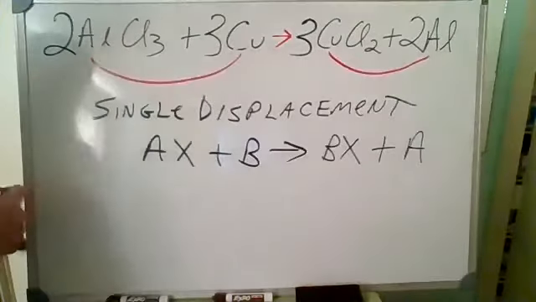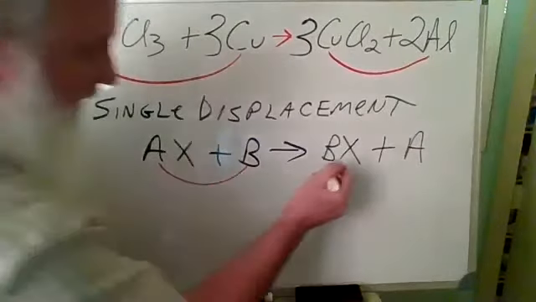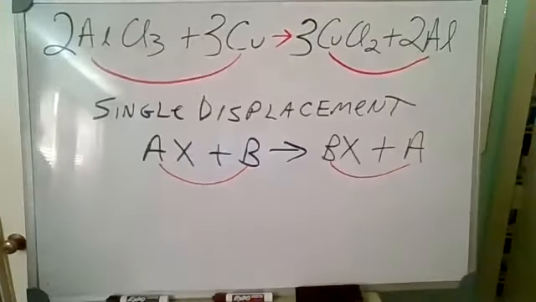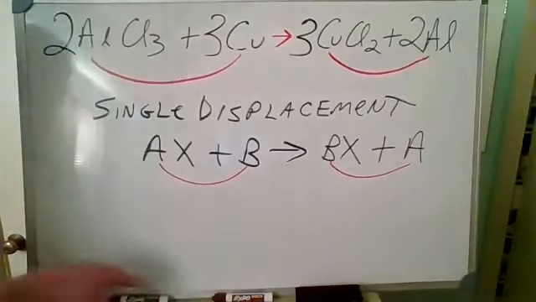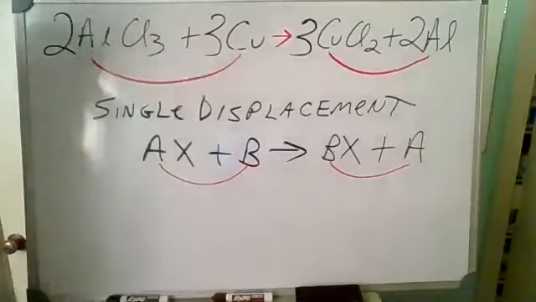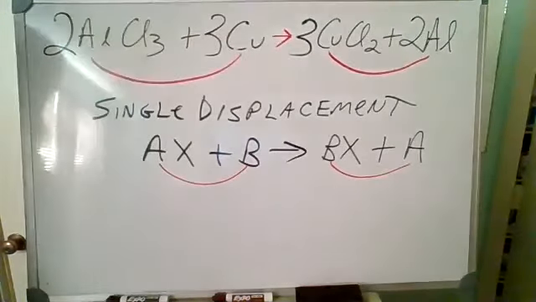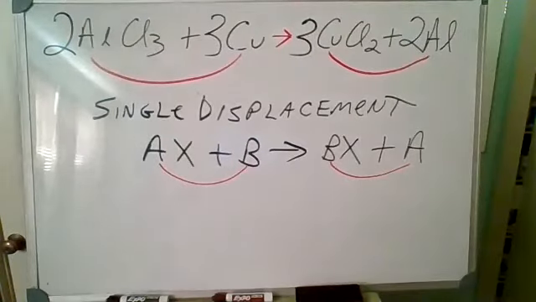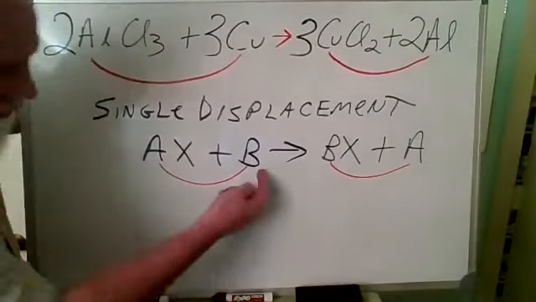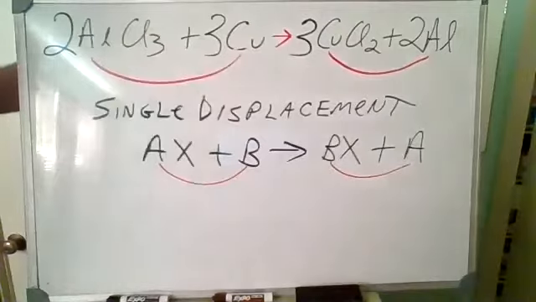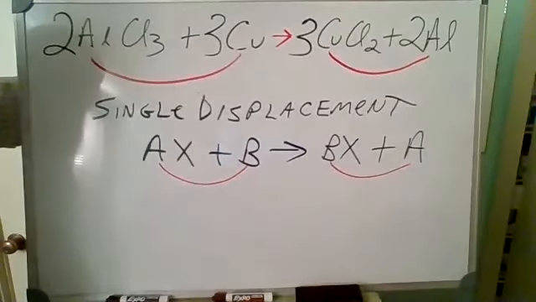And notice here, the aluminum, the A and the B trade places. So here, the metal cation is what's being displaced. Now, again, you should be able to draw these little arcs like this.